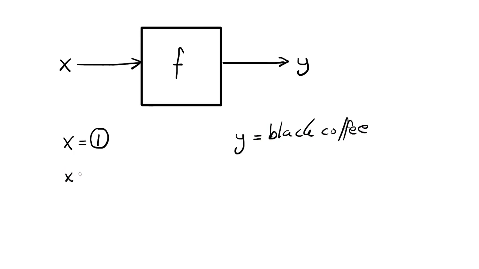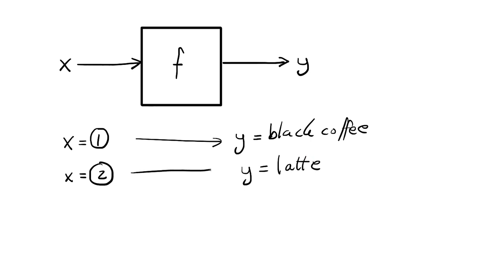And if you press the button number 2, you will get out the latte, for example, and so on. So this is a concrete example of what a function is. So a function is not a number. A function is an apparatus, a rule for giving you one thing when you put in another.